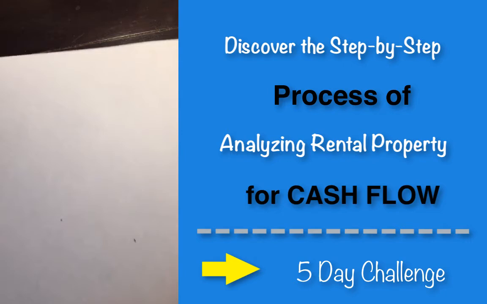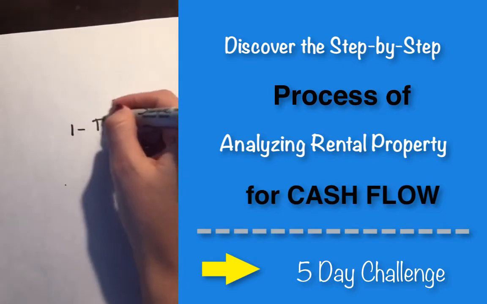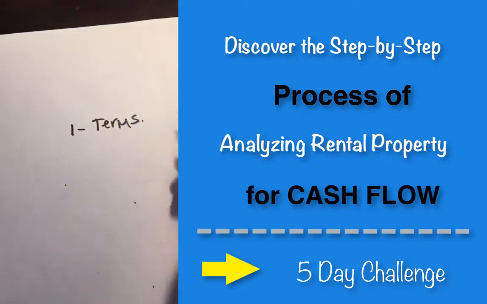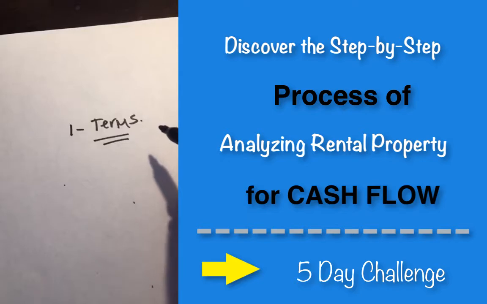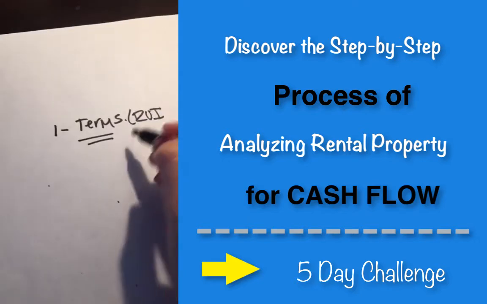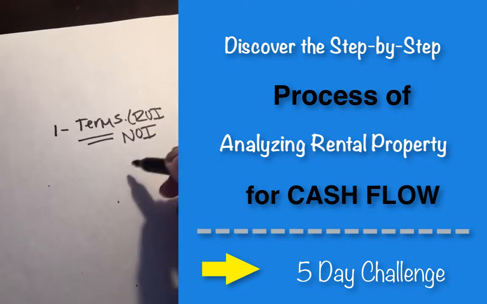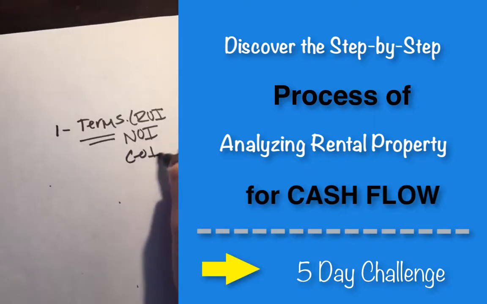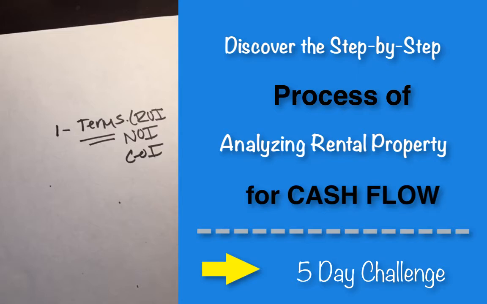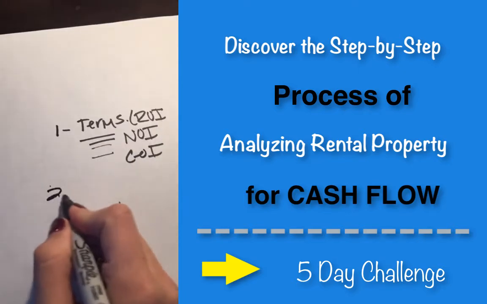All right, so for this 5-day challenge, we're going to break down a bunch of different topics, and we're going to start with terms. What are all the things that you need to know when it comes to investing in rental property and analyzing rental property? We're going to be talking about things like ROI, return on investment. I'm going to give you a lot of acronyms: NOI, which is net operating income, and GOI, gross operating income. We're going to break down all the terms that everybody gets super confused by. So that will be day 1.